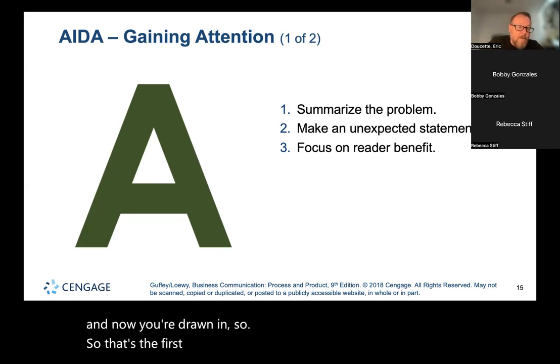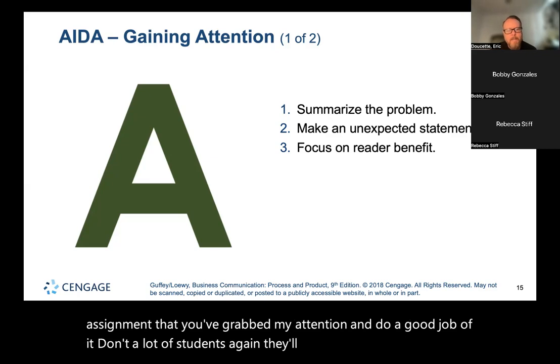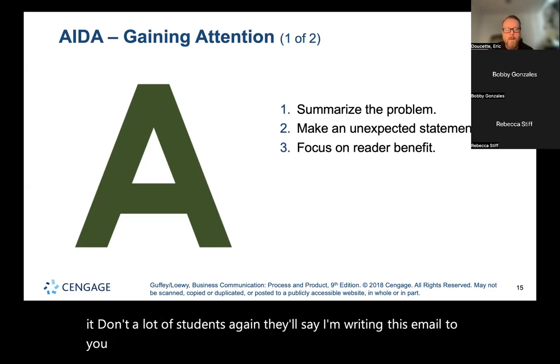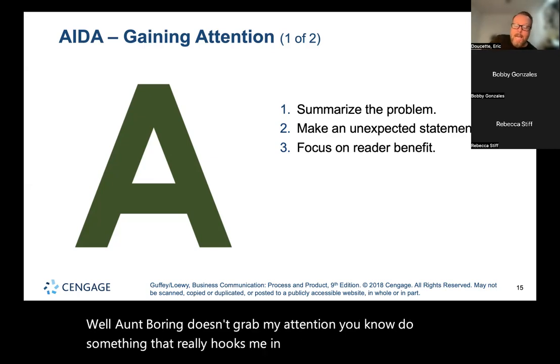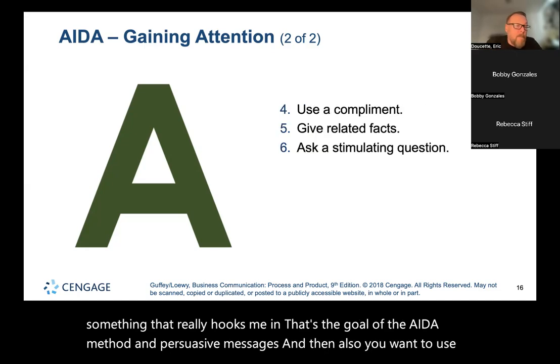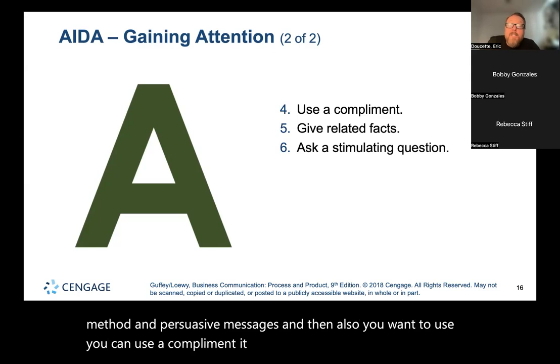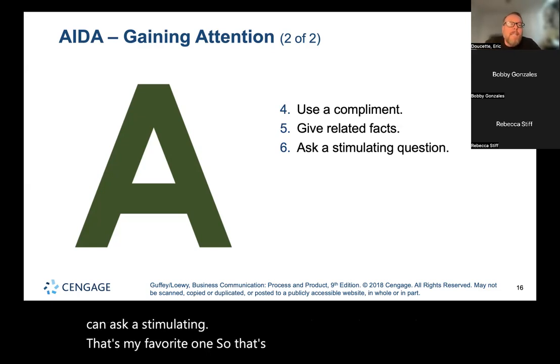I'll be looking for that on your writing assignment, that you've grabbed my attention, and do a good job of it. A lot of students, again, they'll say, I'm writing this email to you today because I want to let you know about a great product. Well, boring, doesn't grab my attention, do something that really hooks me in. That's the goal of the AIDA method and persuasive messages. And then you can use a compliment. You can give related facts. You can ask a stimulating question. That's my favorite one. So that's how you do AIDA, gaining attention.